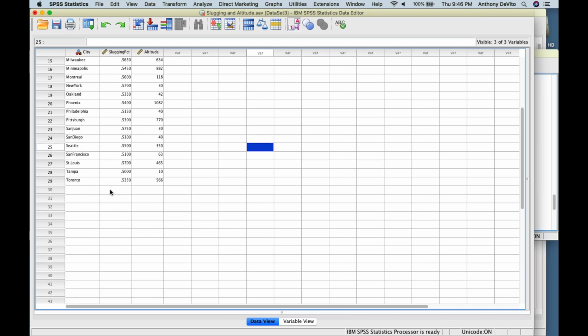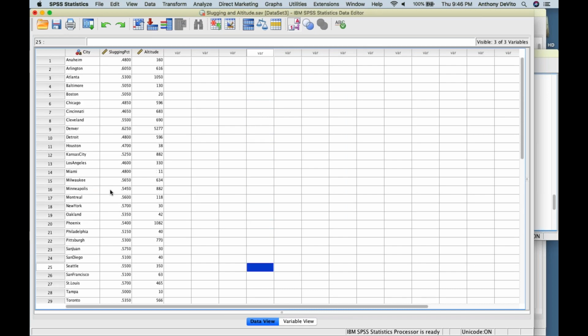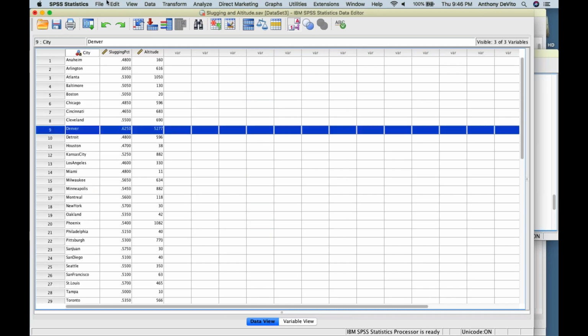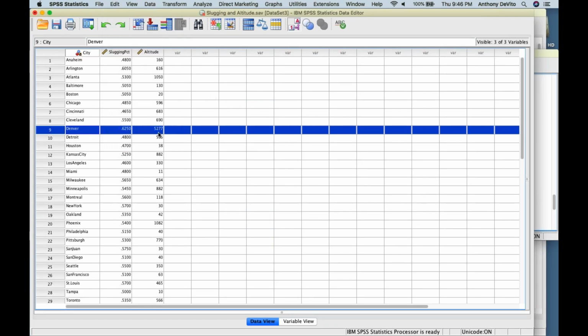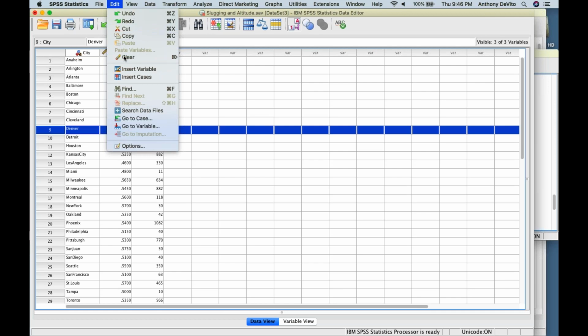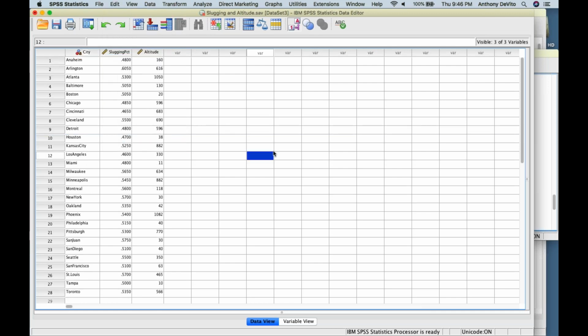There's a couple of ways I could do this. One way is I could filter out Denver. The other way is I could just tell it to remove Denver from this list. Notice how much higher the elevation is. Okay, so I've taken out that potential outlier.